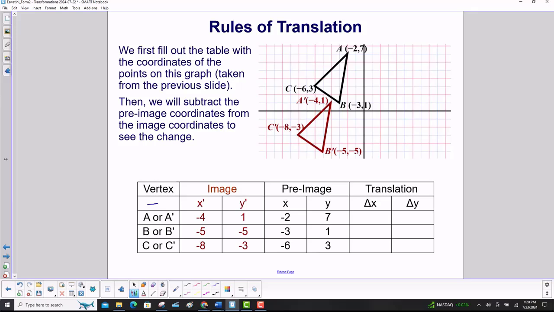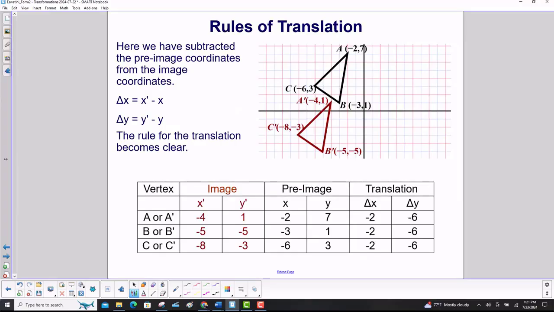So let's just do one of these. We'll do this row right over here. So A prime, the image, is negative 4, 1, right? This is the x prime coordinate, and the y prime coordinate is right over here. That's this point. The pre-image is minus 2 and 7. That's right up here. So there's A and there's A prime. And if you'd like, pause the video to check that the rest of the rows are correct.